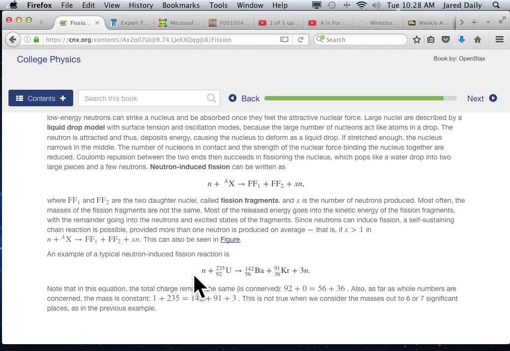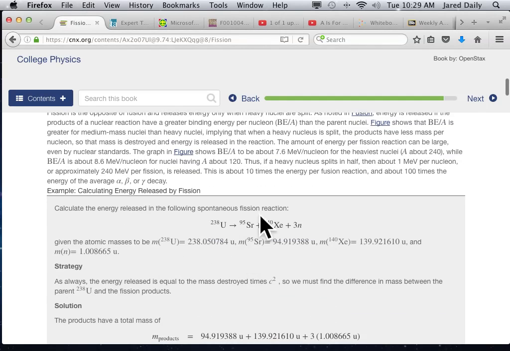Neutron-induced fission reaction. So this is the reaction that happens with uranium-235. Uranium-238 just happens. It doesn't require any energy, it just happens because uranium-238 is not stable, and so it goes through this reaction on its own and decays to become strontium, xenon, and 3 neutrons, and releases some energy.